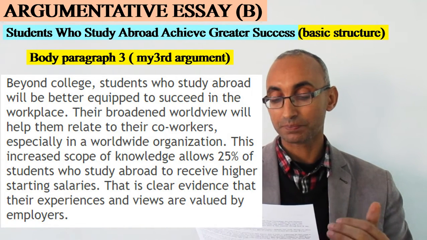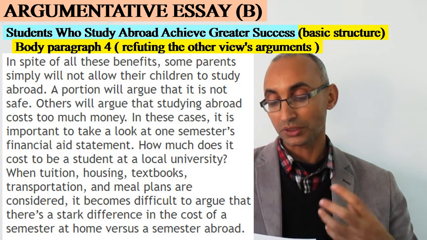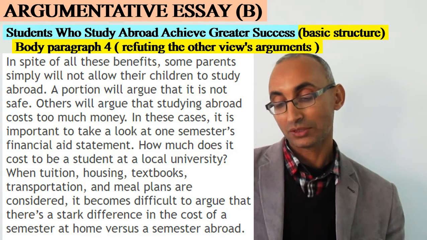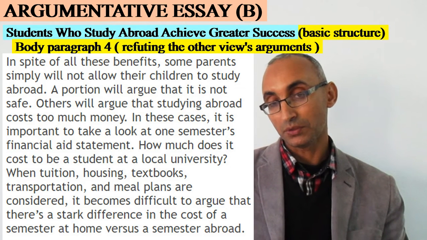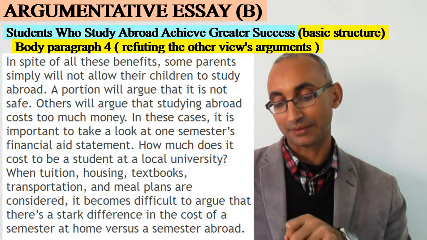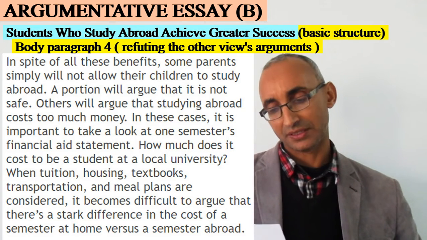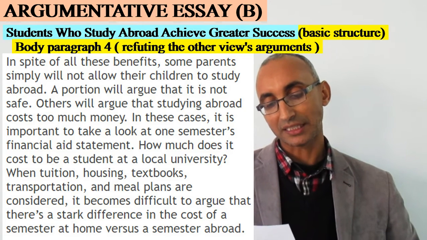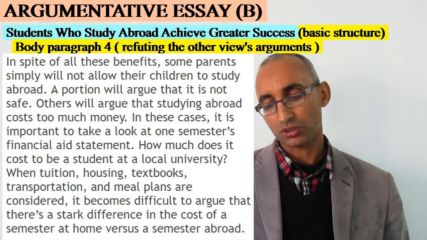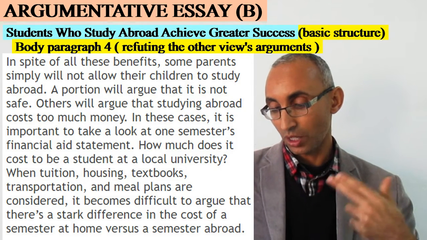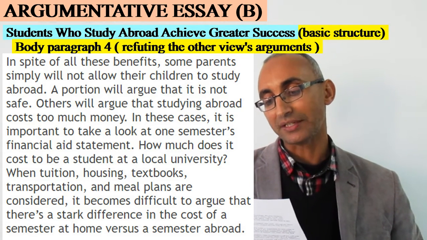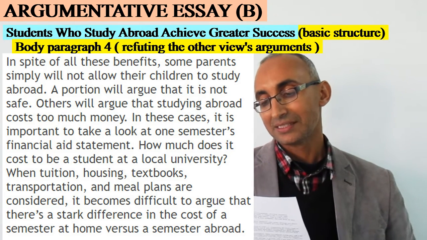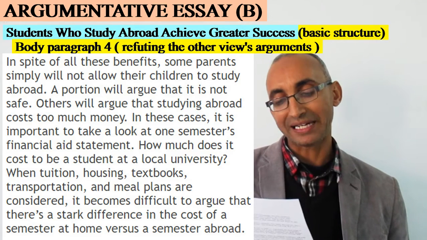Now, I reach now the fourth paragraph, which produces the other side's point of view, and the Muslim writer rebuts and refutes the arguments of this view by his own counter-arguments. Listen, in spite of all these benefits, some parents simply will not allow their children to study abroad. A person will argue that, here are your other opinions, it is not safe. Others will argue that, second argument of the other point of view, that studying abroad costs too much money.